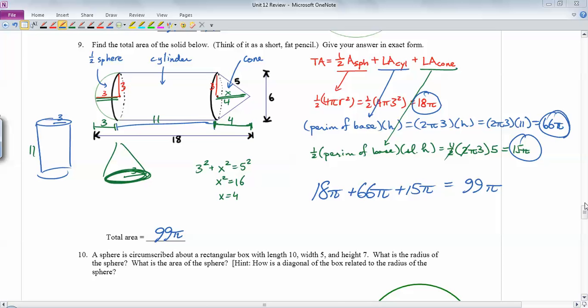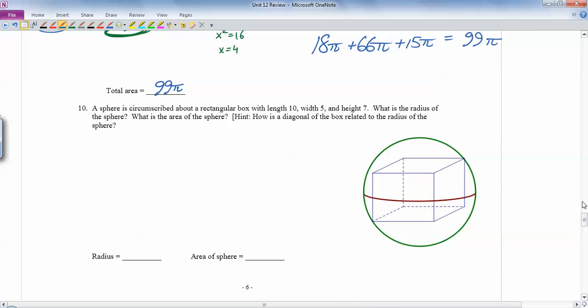Okay, let's also try number 10. So number 10, we've got a sphere that's circumscribed around a rectangular box. The length is 10, the width is 5, and the height is 7. Now, they're asking for the radius of the sphere.